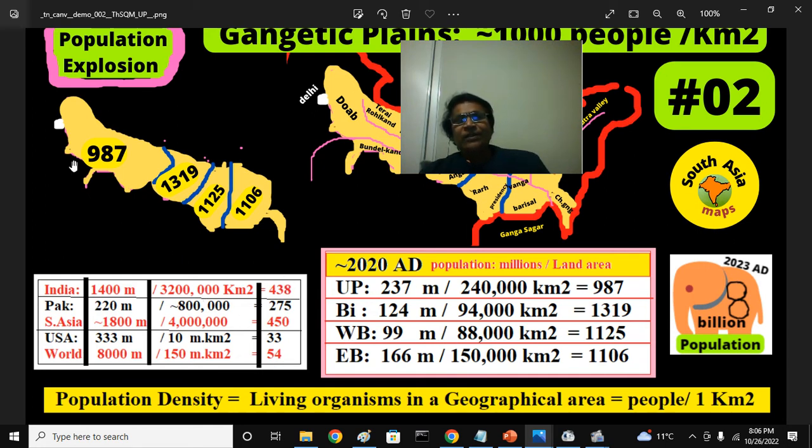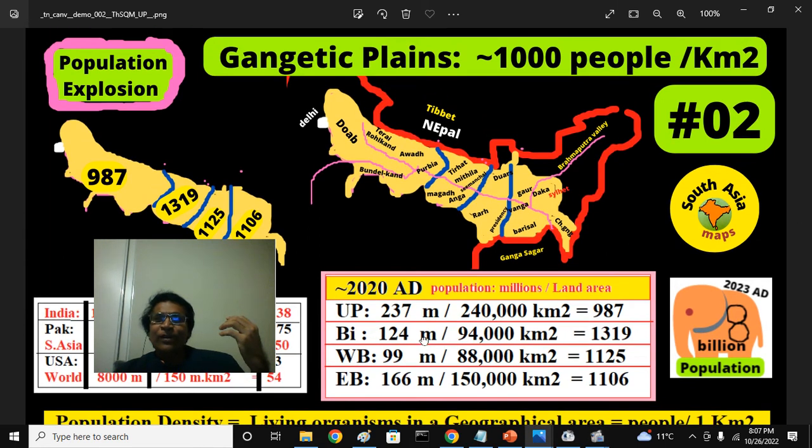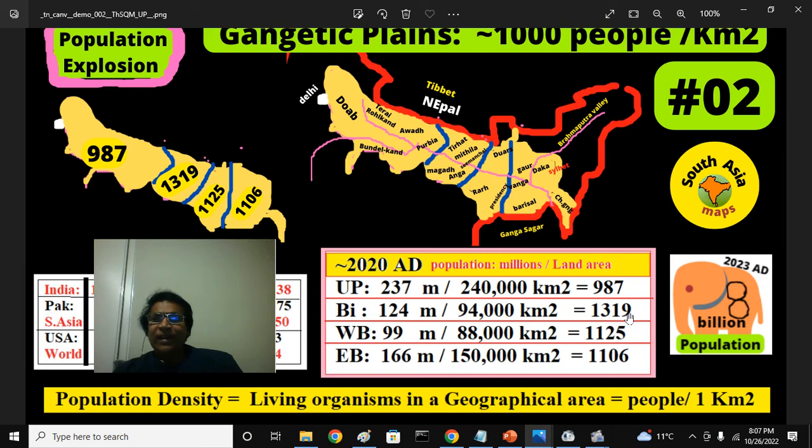You compare this with the Gangetic Plains. Uttar Pradesh has 237, about 240 units. These are per 1,000 square kilometers always. 230, 240, roughly 1,000 you will get there. Bihar has 124 instead of 94 units, that is 1,000 square kilometers, make it 100. That 100 is nothing but 0.1 million, right? You have to convert into million. So you will get almost 1,240, that means 1,319.